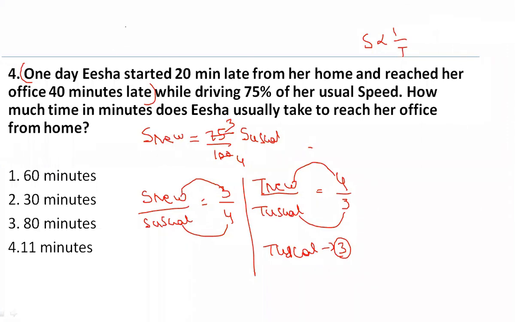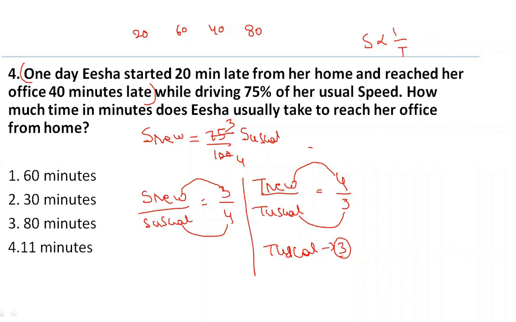Now, please tell me: one day Isha started 20 minutes late from her home and reached her office 40 minutes late, so the total delay is 20 minutes, 60 minutes, 40 minutes, or 80 minutes? This is the confusing part, guys. If you understand what the total delay is, then you can answer the question very easily. So the total delay can be 20, 60, 40, or 80.